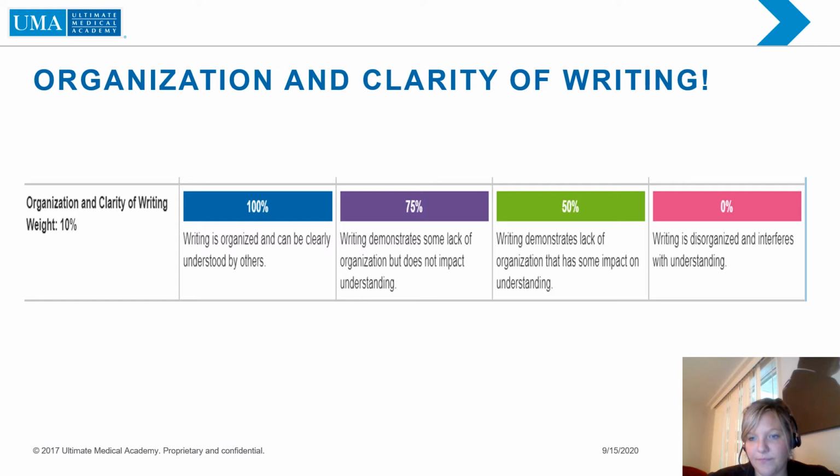Organization and clarity of writing. So remember I told you to practice by typing up your discussion in Microsoft Word. There's also Grammarly.com. And we also offer the Writing Center at Ultimate Medical Academy, where you can send your work in and have someone review it. But this is important because in your future career, you will need to write appropriately. If you are a professional, you want to make sure that your spelling and grammar looks well, because that kind of gives you a reputation. And you want to be trusted and respected. So writing is organized and can be clearly understood by others. Make sure to read your discussion post out loud to make sure it makes sense.